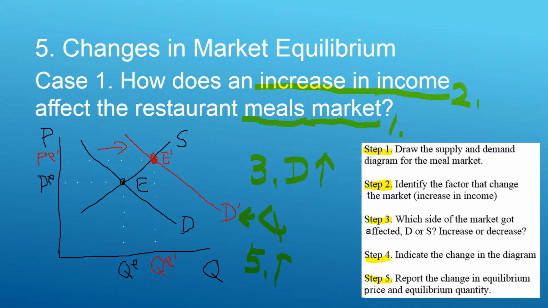Equilibrium price goes higher because compared to the original one, it is now in a higher position. And equilibrium quantity is also higher than before. So when income increases, it always pushes both the price and the quantity higher. Okay.